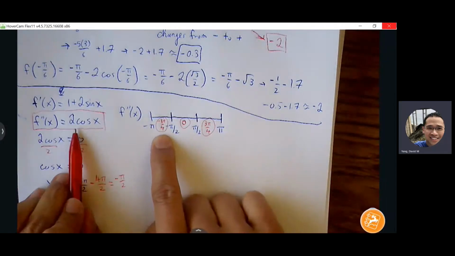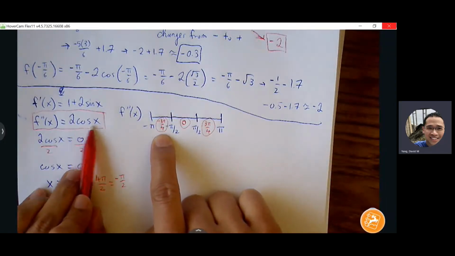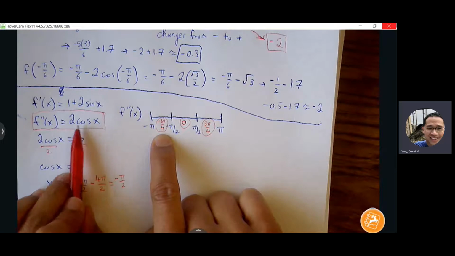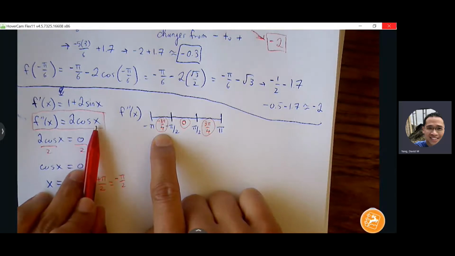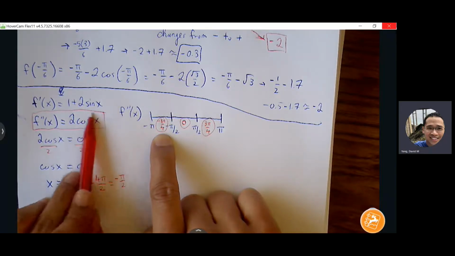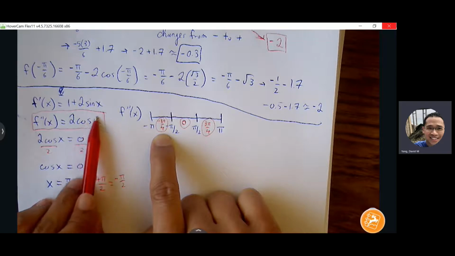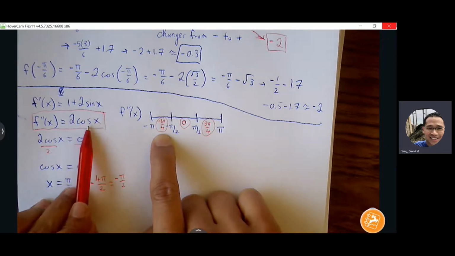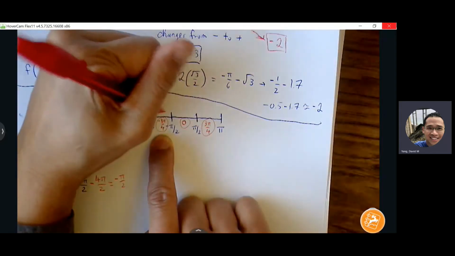Okay, we tested against the second derivative function. Cosine of negative 3 pi over 4, that's the same thing as saying cosine of 5 pi over 4. We know cosine is going to be negative in the third quadrant. That's negative root 2 over 2. So 2 times negative root 2 over 2 is going to be still negative. So negative is concave down.